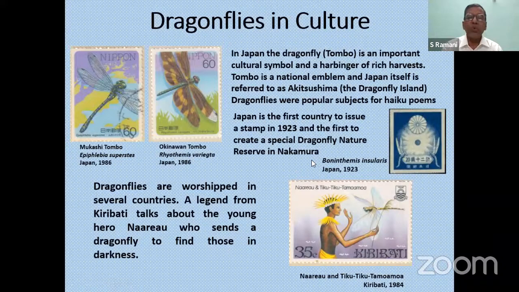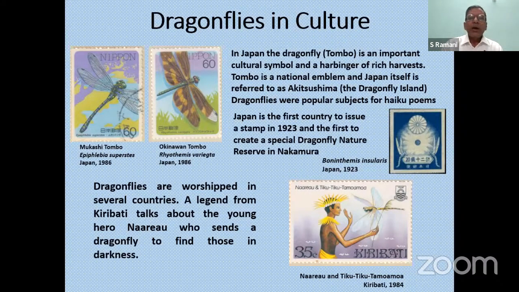They are also worshipped in several countries, for example, in Kiribati. This is a Pacific island, actually, where the young Naro, here is a young Naro, who actually sends a dragonfly to find those in darkness. So they believe that a dragonfly can go and find those people who are there in darkness.